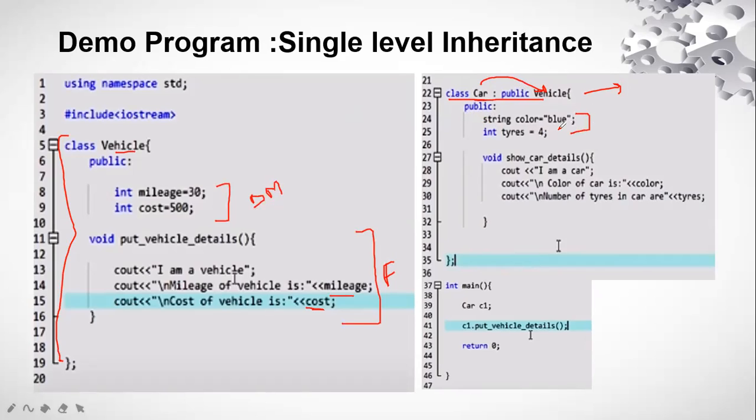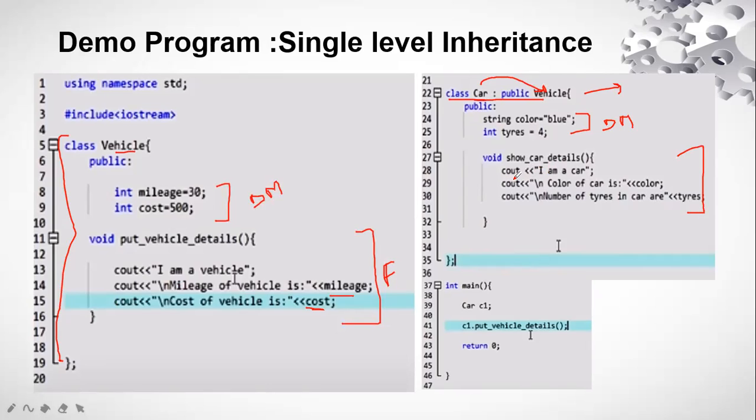String color is equal to blue. Int tires is equal to 4. Now these are the data members again for the subclass car. Now we have the function defined in this. The function is void show car details.